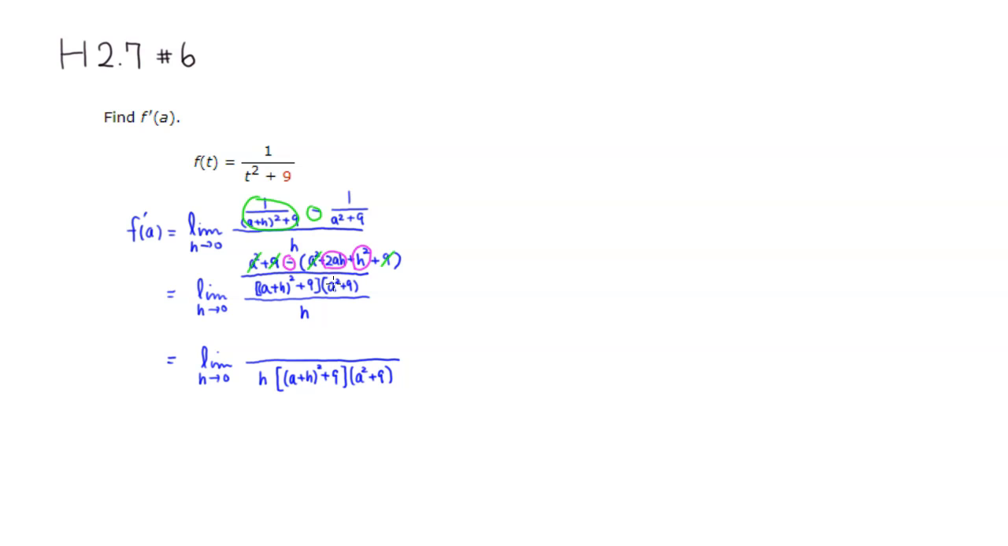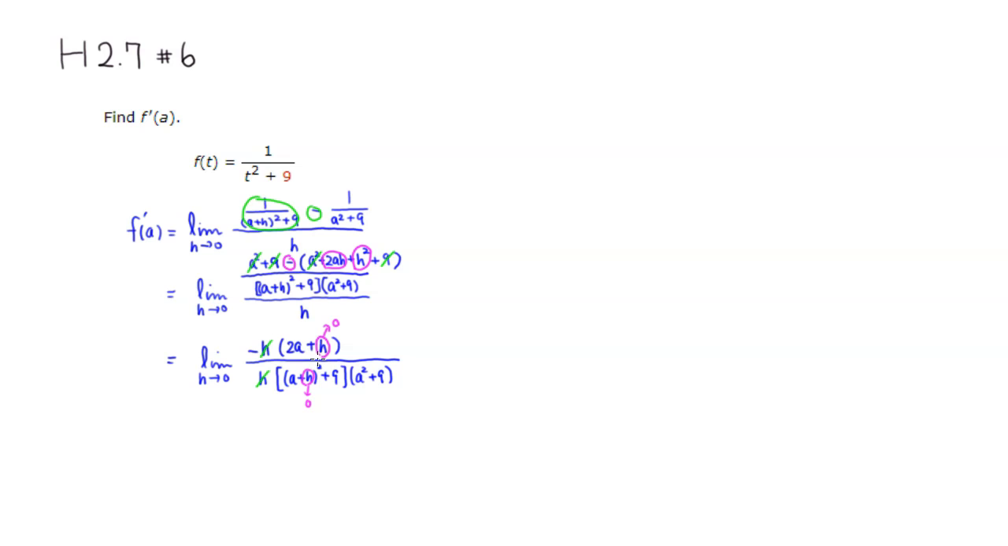Both of these have h in them, so I'm going to factor h out, and also a negative sign. Negative h is pulled out. You're left with 2a, and then you have another h. Then we can cancel the h on the bottom and the h on top. Then we can let h go to 0. So we can see that this goes to 0, and this goes to 0.